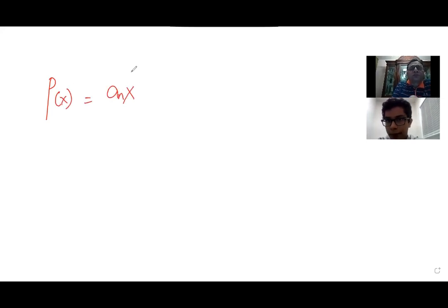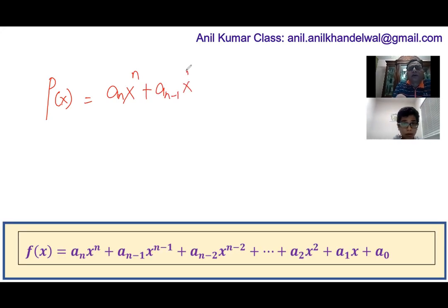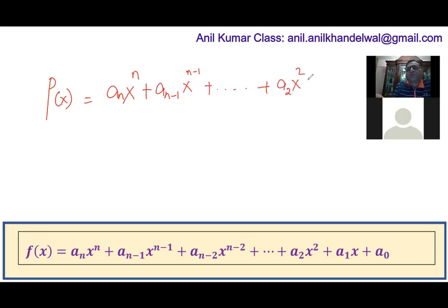So let's begin by understanding what a polynomial is. A polynomial function is of the form a_n x to the power of n plus a_(n-1) x to the power of n minus 1, and so on, like this, right? Let us say a_2 x squared plus a_1 x plus just some constant, let me write a_0. So that is the polynomial.